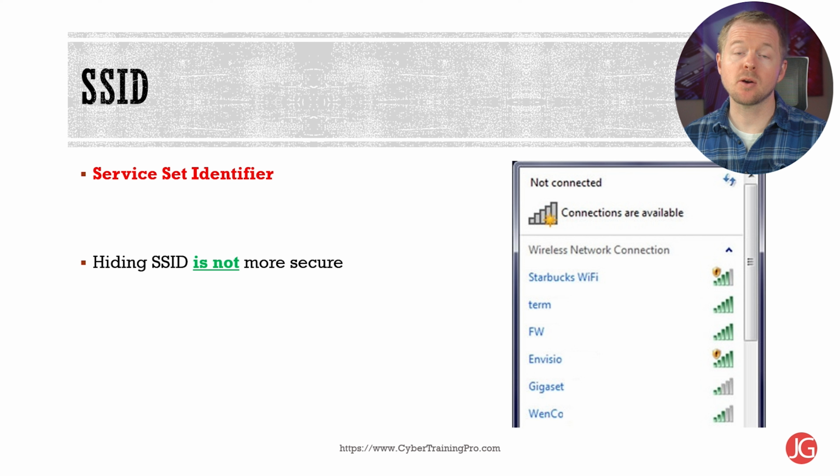The service set identifier, or the SSID, signifies the wireless network name, which should be something that you configure or change from the default value. One security measure that people tried in the early days was to hide the SSID from broadcasting out to devices, but as attackers have shown, this is a false sense of security, and we can detect this.